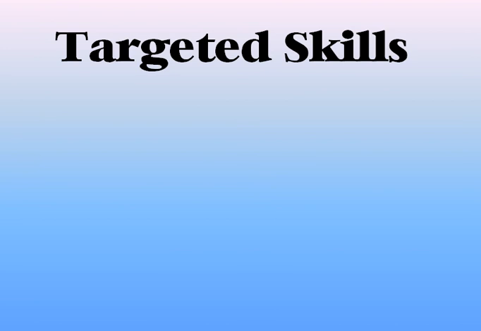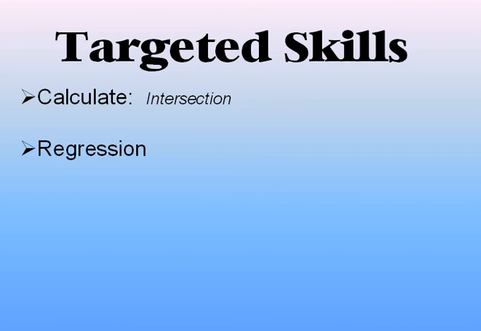Now let's go over the targeted skills. In problems number 1 and 2, we used our calculate function to find an intersection. We put each side of an equation into y equals and calculated the intersection. In problem number 3, we created ordered pairs from the words in the problem and found a regression equation. We pasted that equation into y equals using our vars key and then used our table to make a prediction.